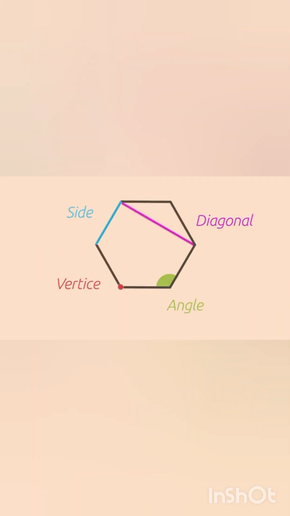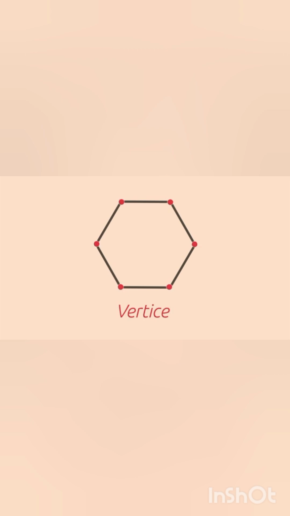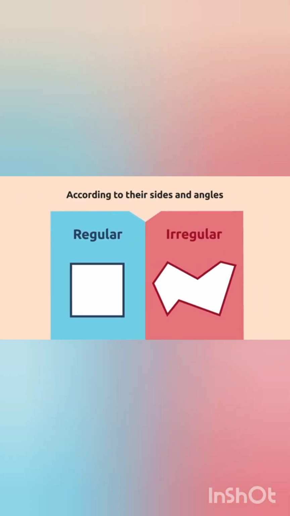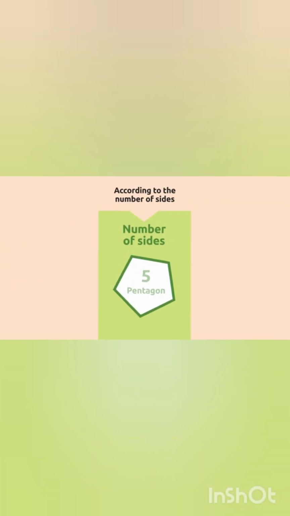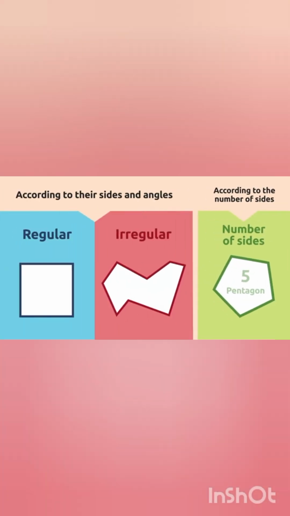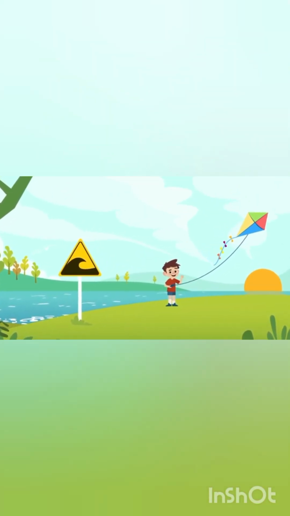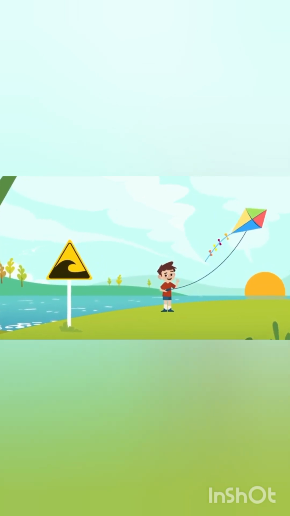These are the basic attributes of a polygon: side, vertex or vertices, and diagonal. This is its angle. Between two sides you can see an angle. When two non-adjacent vertices join together, you will get a diagonal. And we again discussed different types of regular and irregular polygons, and we classified the polygons depending upon their number of sides. So these are the basic ideas related to different types of polygons in our daily life.